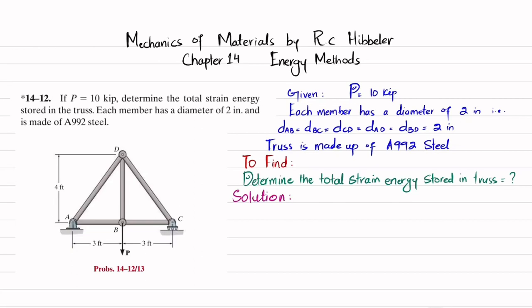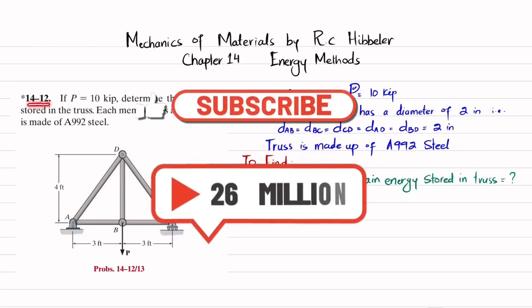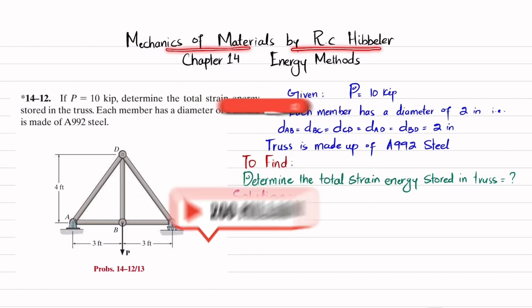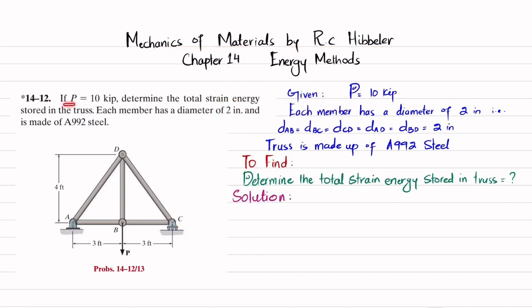Welcome back. In this video, we are going to solve problem 14-12 that is taken from chapter 14, Energy Methods, and the book name is Mechanics of Materials by R.C. Hibbeler. So the statement is: if P is 10 kip, determine the total strain energy stored in the truss.